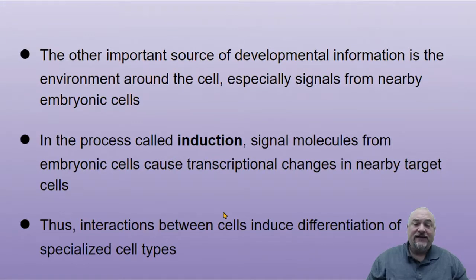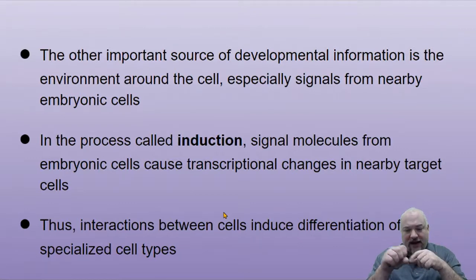In the process called induction, signal molecules from embryonic cells cause transcriptional changes in nearby target cells, meaning we send a signal from this embryonic cell to its neighbor, and that causes this one to transcribe certain proteins and not others. Thus, the interactions between these cells induce differentiation of specialized cell types.